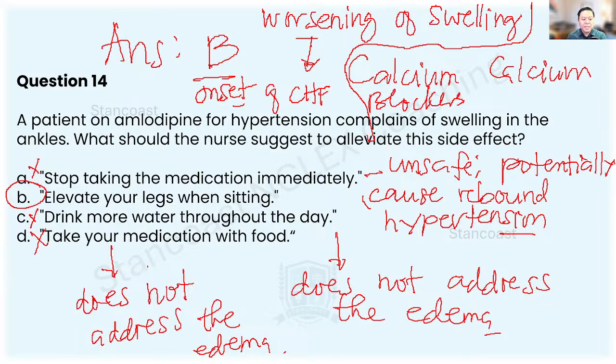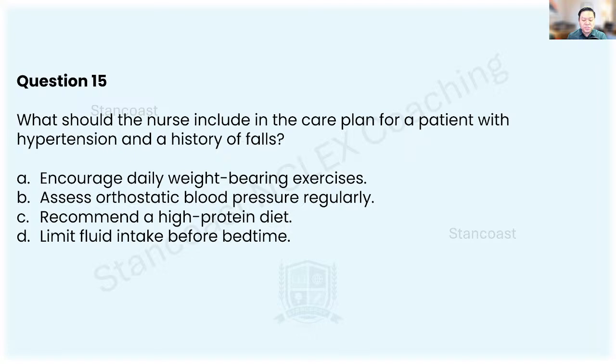Okay, let's talk about number 15. What should the nurse include in the care plan for a patient with hypertension and a history of falls? Is it A, encourage daily weight-bearing exercises, B, assess orthostatic blood pressure regularly, C, recommend a high-protein diet, or D, limit fluid intake before bedtime?